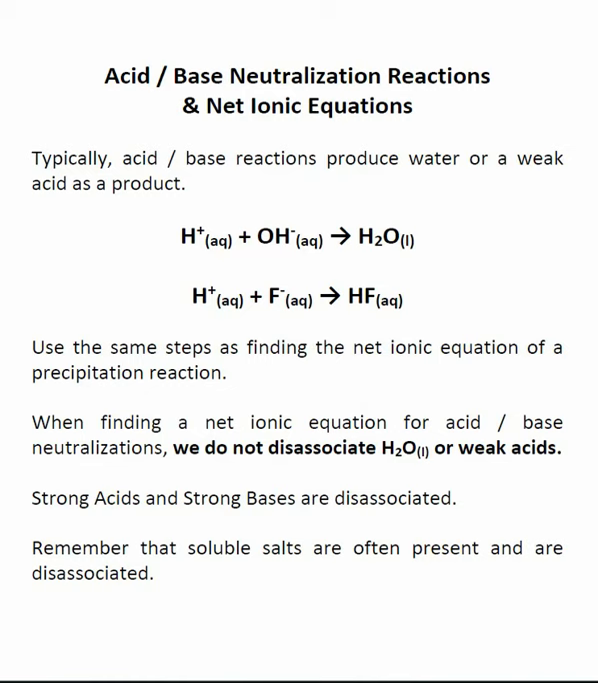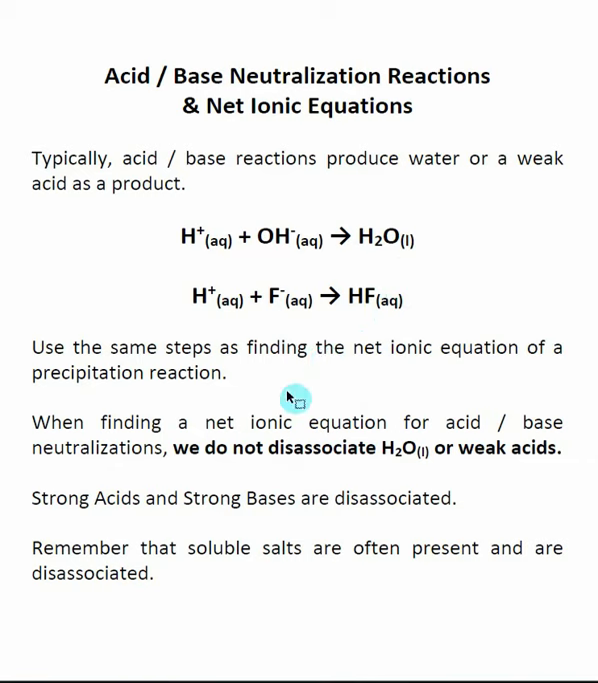So typically an acid-base reaction produces water or a weak acid as a product. This is going to be a little bit different than when we were doing precipitation reactions, where an insoluble salt was the product. Here our product is still going to be dissolved, so it's kind of theoretical. But a lot of the time, water is going to be a product of a neutralization reaction, or a weak acid. And you'll see that a little bit more here in just a second.